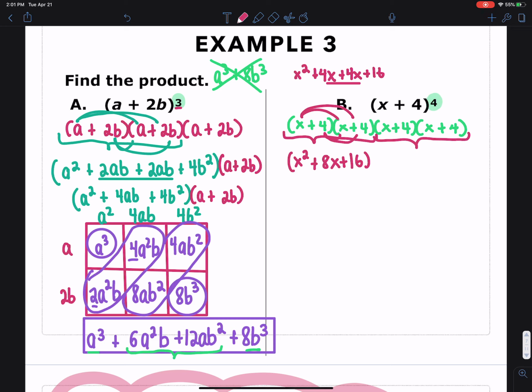And again, the nice thing is this is going to be exactly the same product. If we multiply these together, x plus 4 times x plus 4, again we would get x squared plus 8x plus 16. So now we have a trinomial times a trinomial, so we can make a little 3x3 box. Or again, you can distribute if you want to.